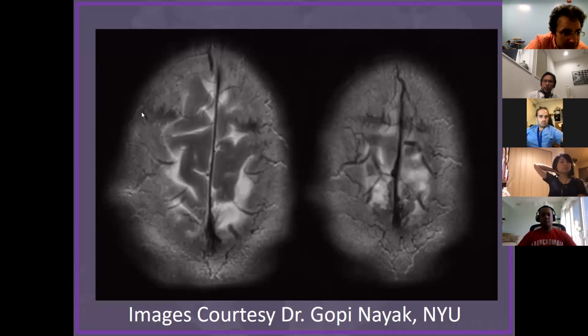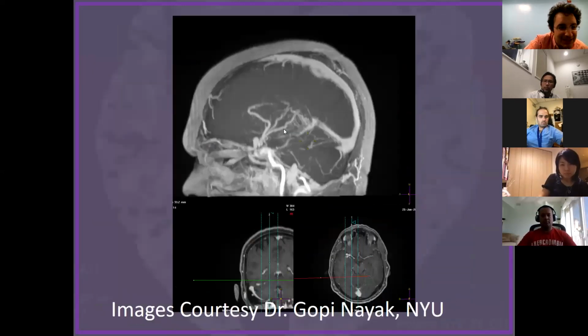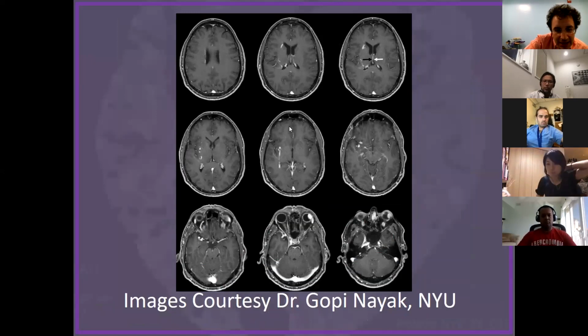Given the schematic view of the DVAs, can you explain the association between cavernous malformations and DVAs? Excellent question. I don't have a great answer to that question. Does anybody want to comment? Let's see, one second. Does anyone have any ideas about this very frequent association? What does it mean?